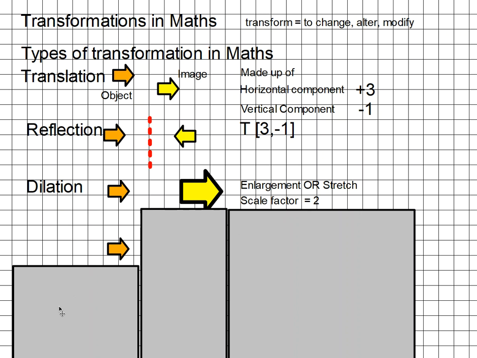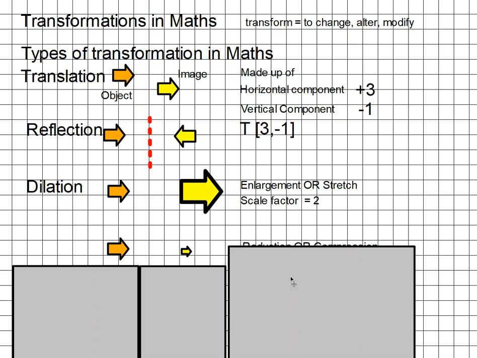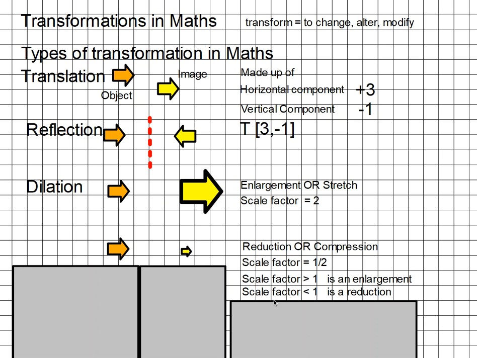Then we can also have where an object is made smaller. That we call a reduction or a compression. And in that case, every point or length in this image is about half what it is here. So we say the scale factor is a half. In general, if the scale factor is greater than 1, it's an enlargement. If the scale factor is 3, the figure is made 3 times as big, or it's stretched 3 times in a certain direction. If the scale factor is less than 1, it's a reduction.